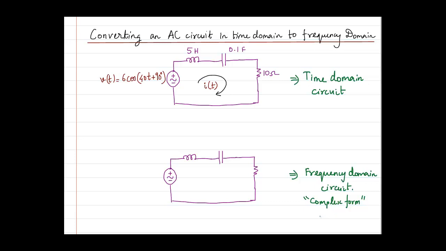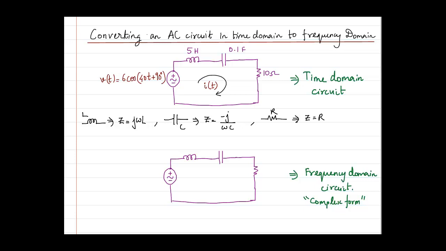How do we do this? For that we will have to recall something that we have studied previously. Okay, let me rewrite that once again. As you can see here, I have written that the inductor has an impedance Z, which is j omega L. The capacitor C is going to have an impedance Z equal to minus j by omega C, and a resistor R is going to have an impedance which is basically R itself.